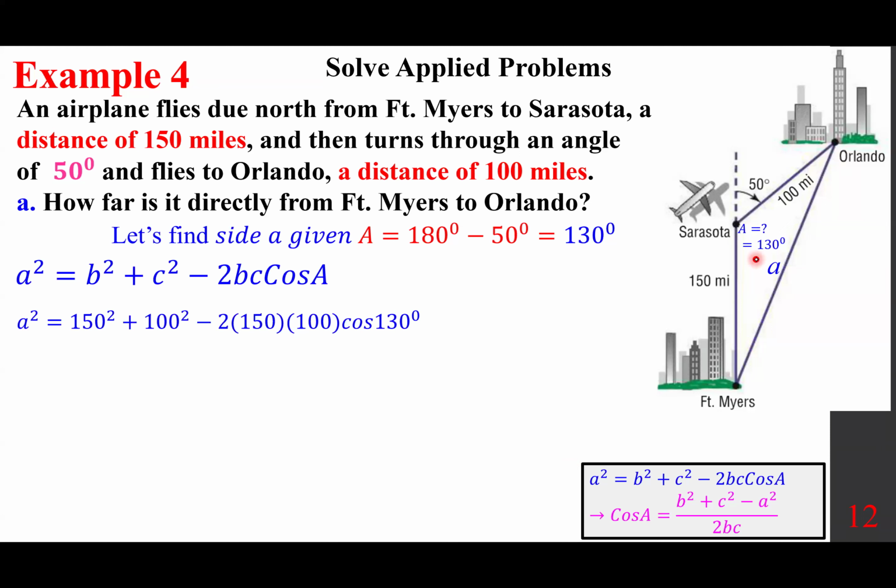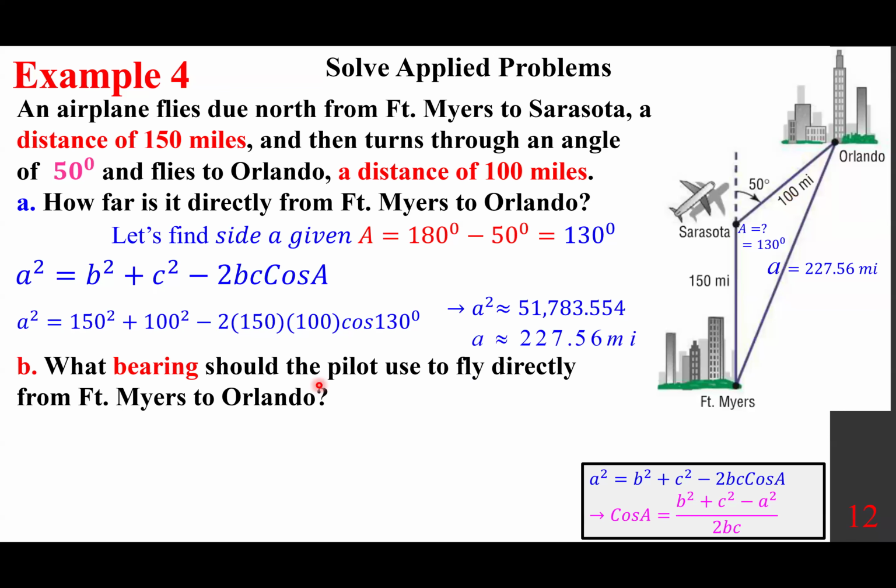That results in A squared being this number, 51,783.554, and A is the square root of that. So A is 227.56 miles. If we go directly, we cover 227.56 miles. Otherwise, 150 and 100 add up to 250 miles.